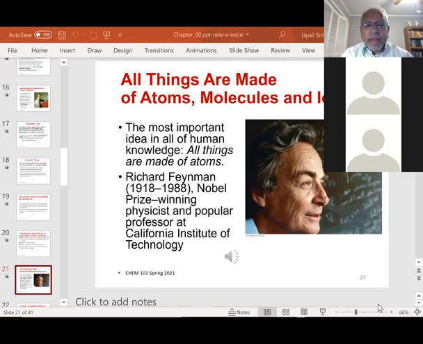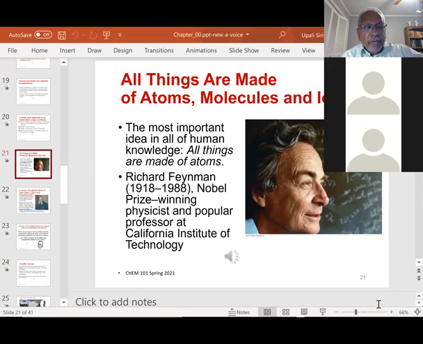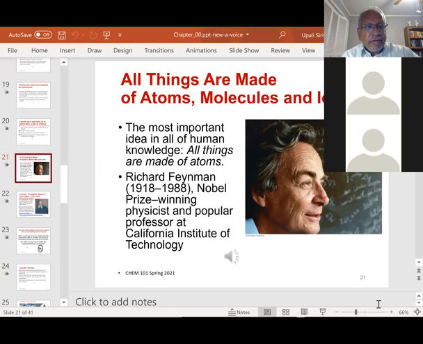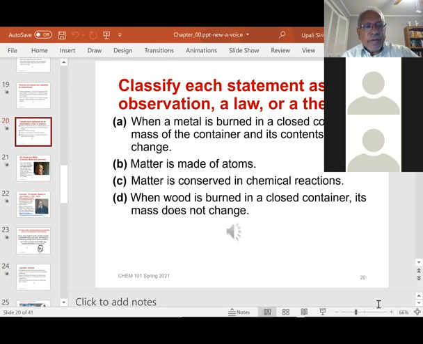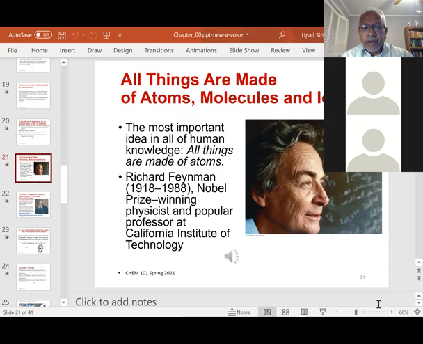We stopped last time around chapter 2, slide 21, where we talked about how a theory is created from the scientific method. One of the theories we're going to look at, very important to us, is atomic theory. According to Richard Feynman, the most important idea in all human knowledge is the idea that all things are made up of atoms.